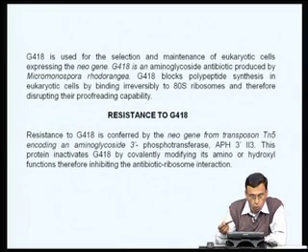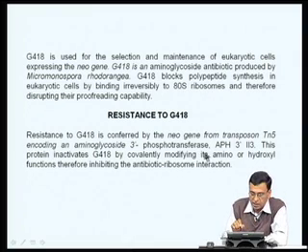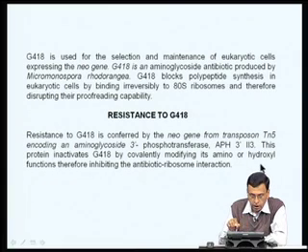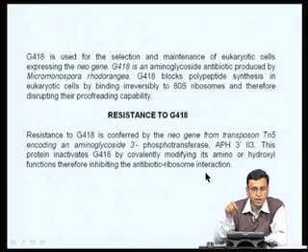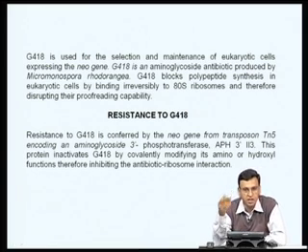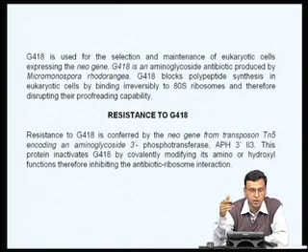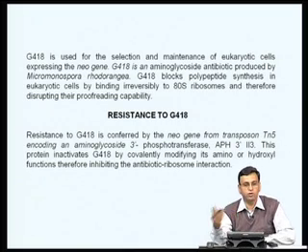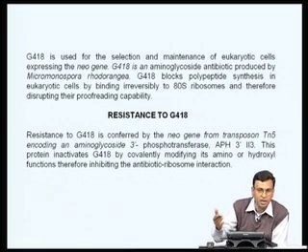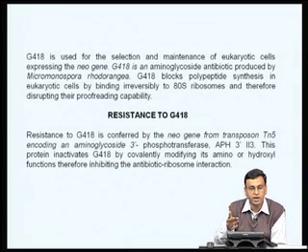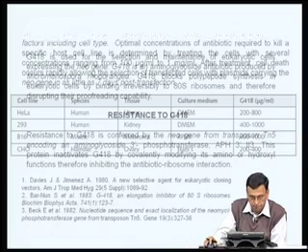So how do you develop resistance to G418? The resistance to G418 is conferred by the neo-R gene from the transposon Tn5, encoding an aminoglycoside 3'-phosphotransferase. This protein inactivates G418 by covalently modifying its amino or hydroxy functions, therefore inhibiting the antibiotic-ribosome interaction. Those cells which express the neo-resistance gene modify the antibiotic so that translation is not blocked, whereas those cells which have not taken up the neo-resistance gene, when you add this antibiotic, it blocks translation and therefore these cells die. So cells which have taken up your plasmid become resistant to G418, and cells which have not taken up your vector become sensitive and therefore die.